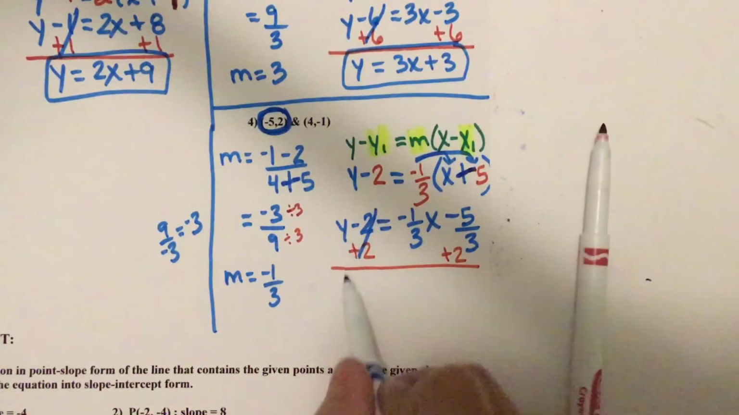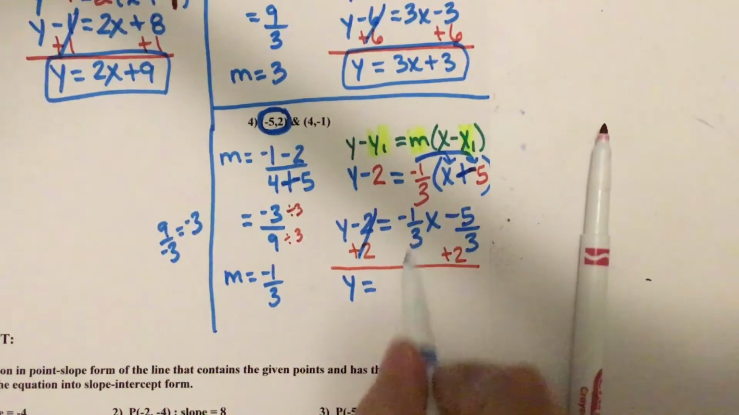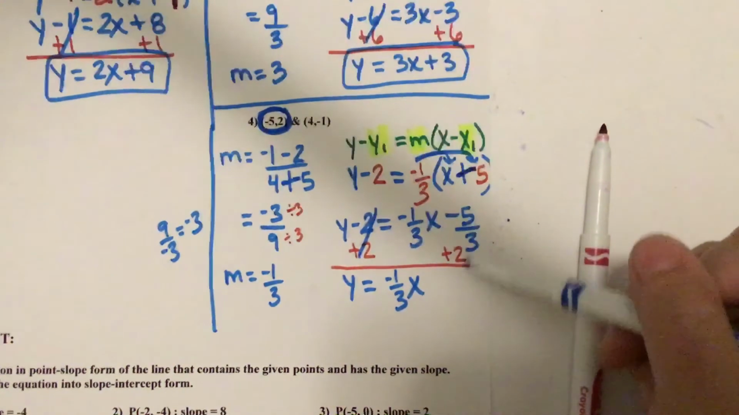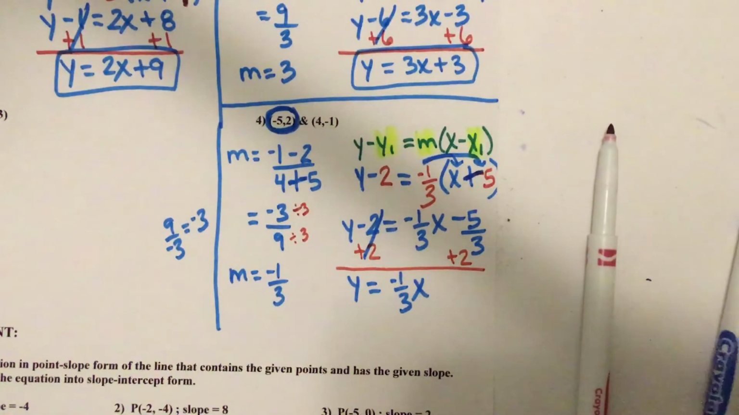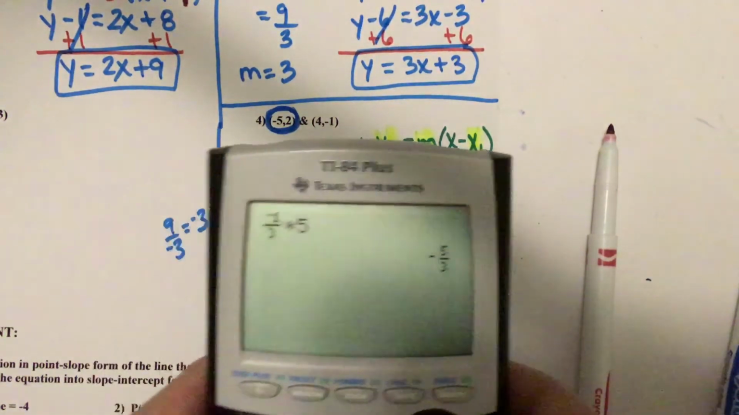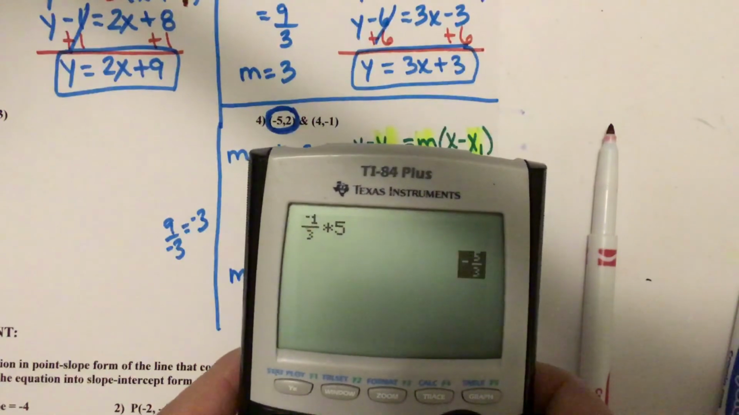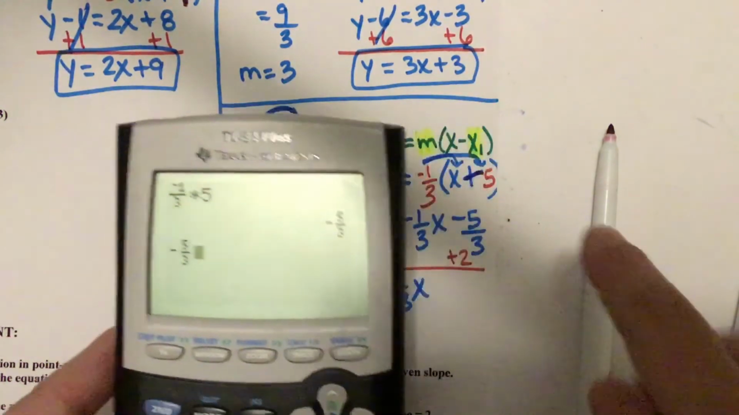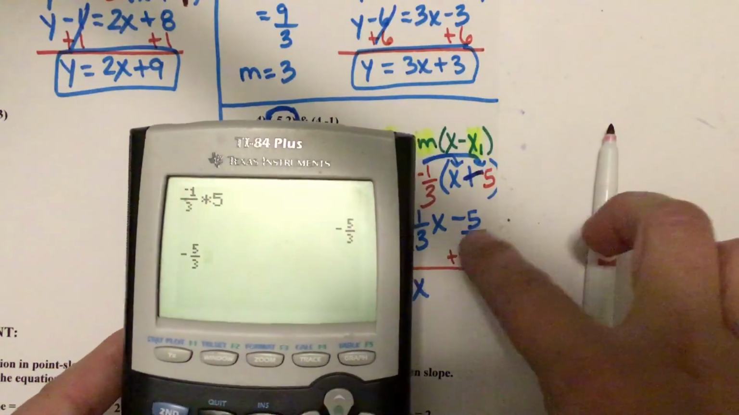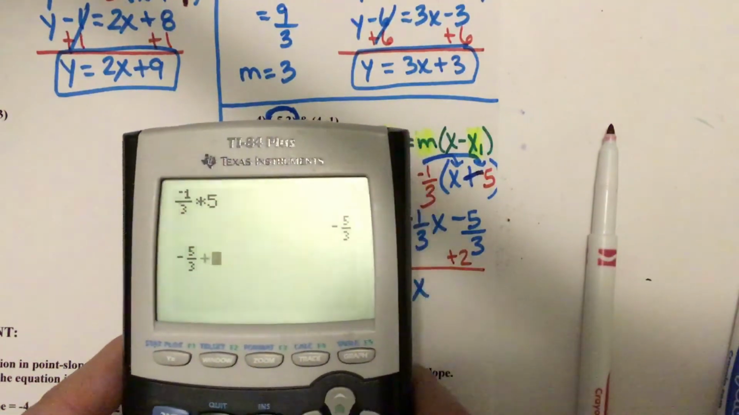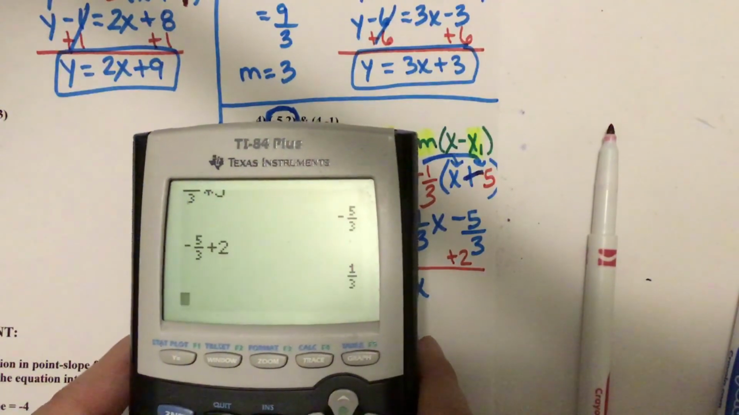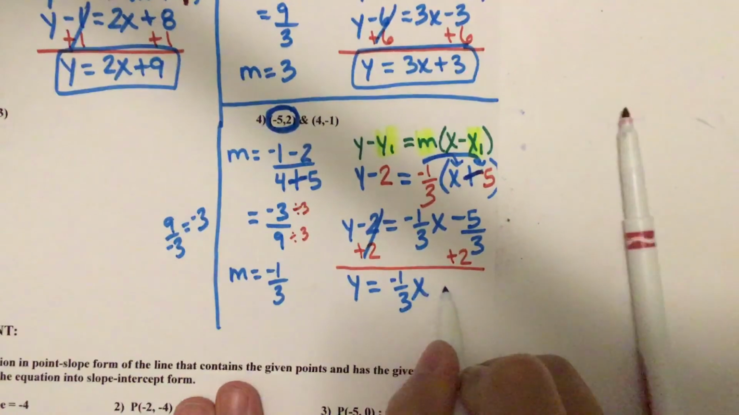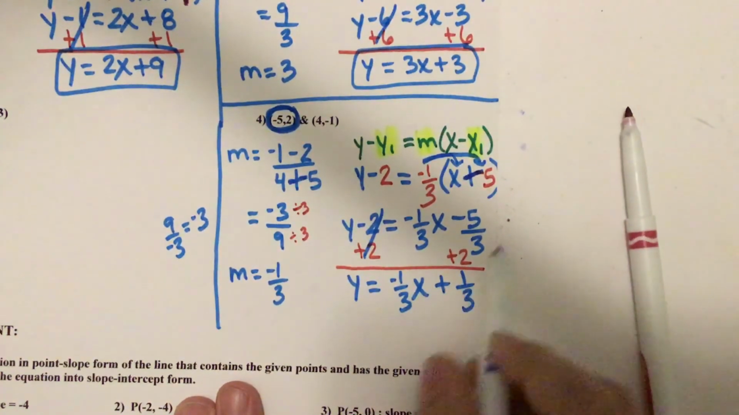This makes 0. Drop your y, drop your equals, drop your negative 1/3 x. Now I need to figure out what negative 5/3 plus 2 is. Okay. So I'm just going to arrow back up and highlight my negative 5/3 and hit enter. So now negative 5/3 is already in my calculator, and I just need to go plus 2. So plus 2. And I get a positive 1/3. So I write plus 1/3. And that's my answer.